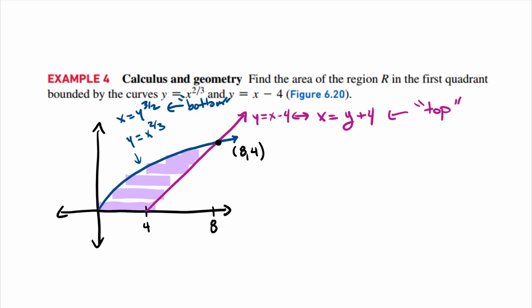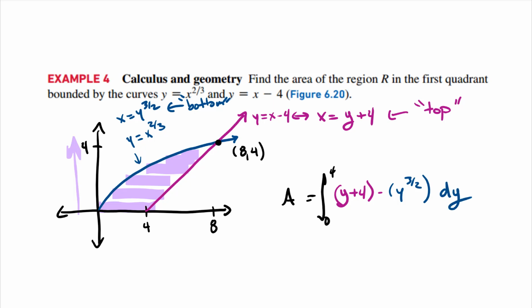So the setup's still the same way, except now we're going to go from our y values. It's already set up. It's saying we want to go from 0 to 4 in our bounds. The bounds are no longer in terms of x's. So we're going to go from 0 to 4. And now our top function is actually the function to the right, and our bottom function is the function to the left. So since we just changed it up, we can say it's y plus 4, our top function, minus our bottom function, y to the 3/2 power.